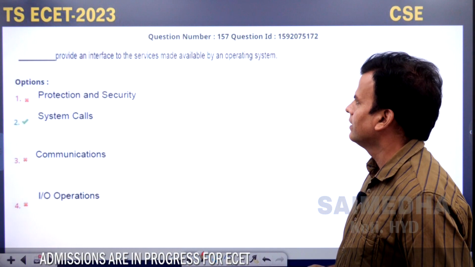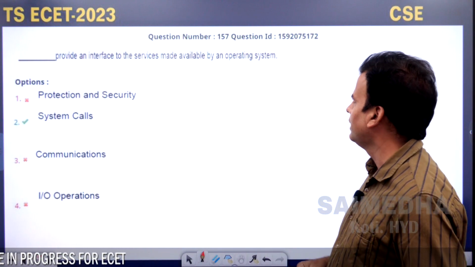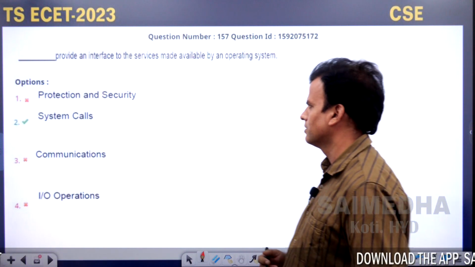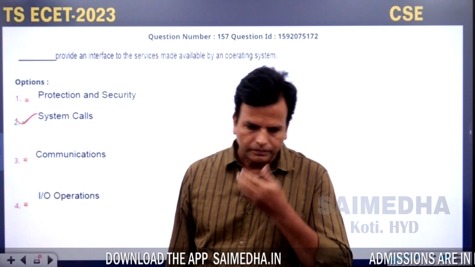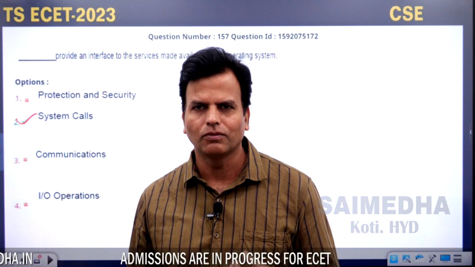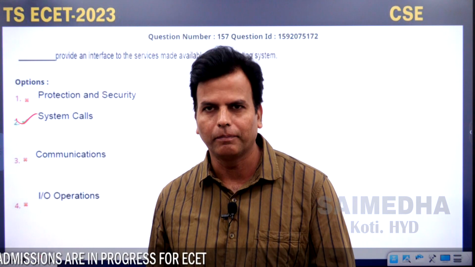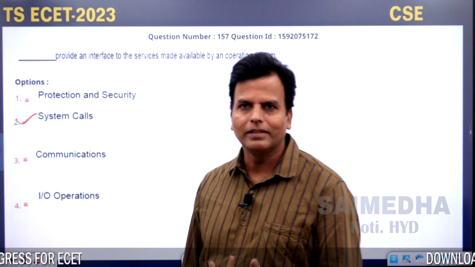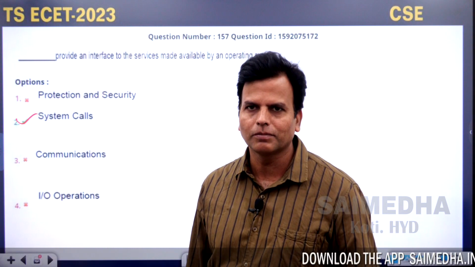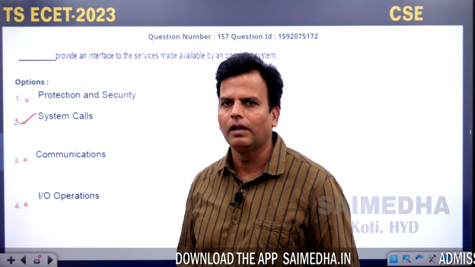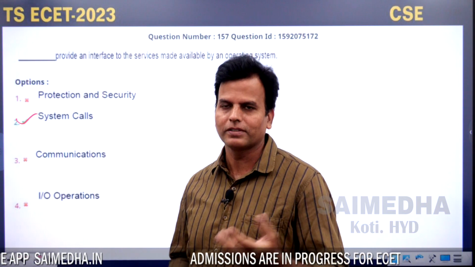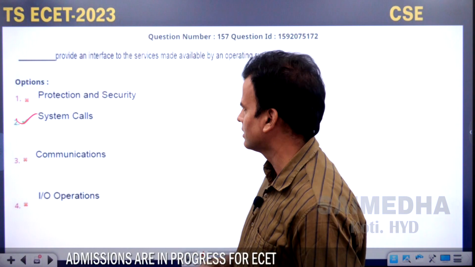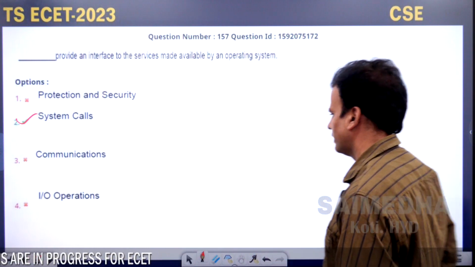Dash provides an interface to the services made available by the operating system. The answer is system calls. The operating system provides services through system calls, like fork is a system call, print is a system call, read is a system call. All the services the operating system provides are called system calls. So the operating system provides its services through some functions, and those functions we call system calls. So the answer is system call. Let's go for the next one.